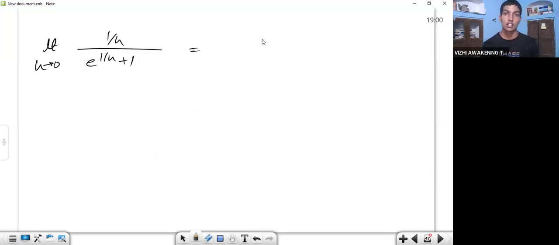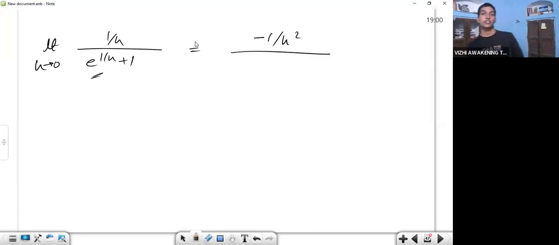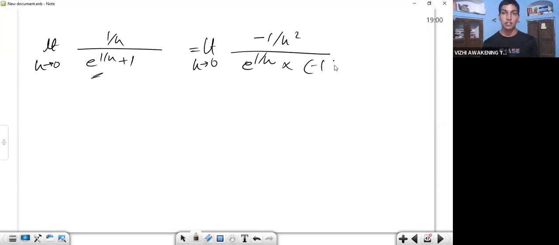Differentiating the numerator will make it minus 1 by h square. Then the differentiation of the denominator: this particular term will come out to be the same, multiplied by the differentiation of 1 by h, which is minus 1 by h square. The differentiation of 1 with respect to h will be 0 because it is a constant. Now this and this will get cancelled, and we can directly substitute the value of h here.